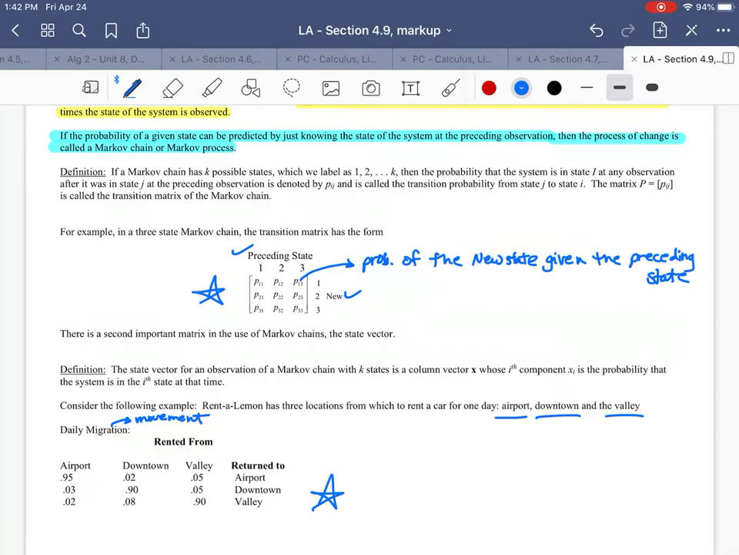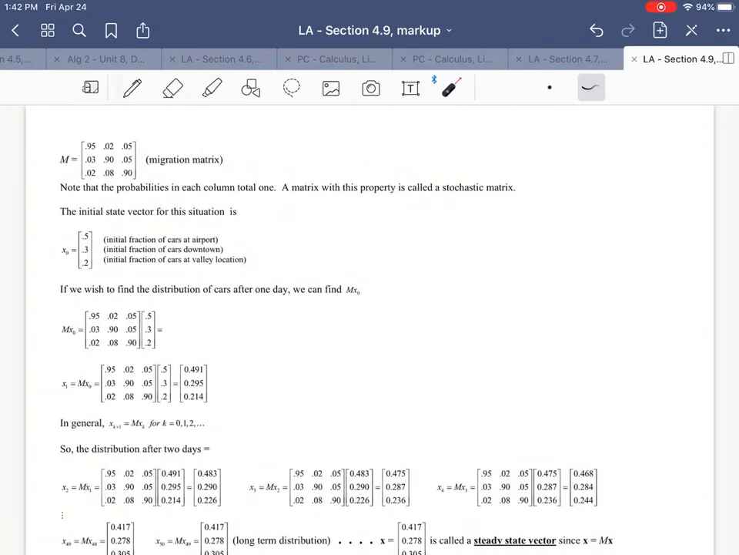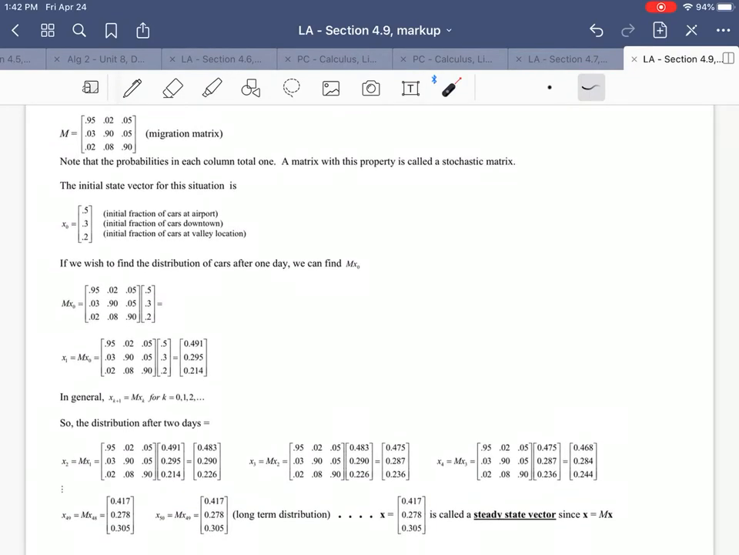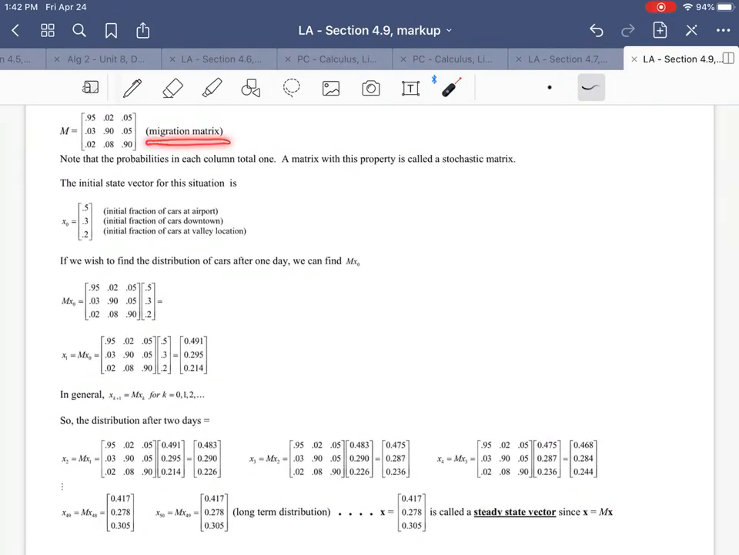What this chart is saying is, if I look at this number, that means 3% of the cars rented from the airport are going to be returned to the downtown. If I look at this one, 8% of the cars rented from the downtown location are going to be returned to the valley location, and so forth. That's how you read that table. This is called our migration matrix.